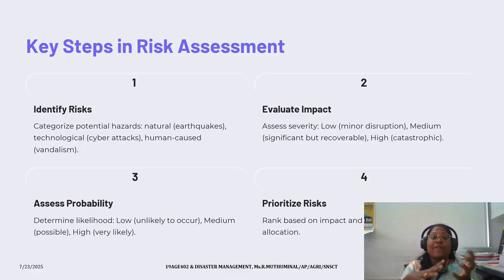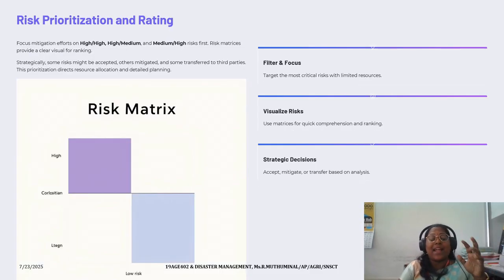The next one is we have to prioritize the risk by ranking them based on the impact and the likelihood to guide the resource allocation. The first thing is that we have to identify the risk, then identify its severity, identify its likelihood and identify its prioritization. Now we have to rank them under the prioritization. So focus the mitigation efforts on three categories, whether it is high, medium or low risk first. Then we have to draw a risk matrix which will provide a clear visual for ranking, as I have shown here.